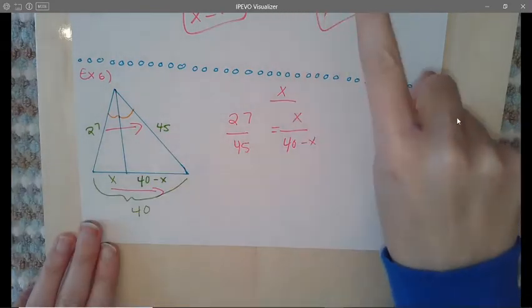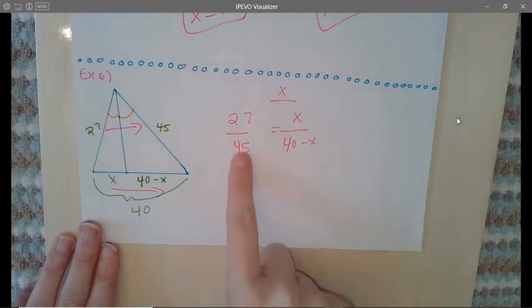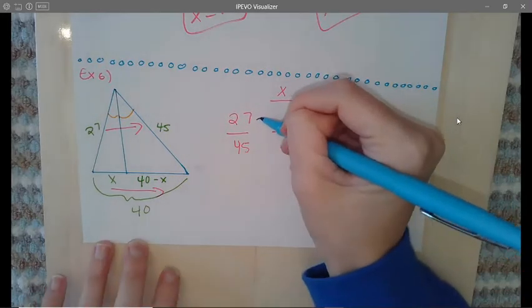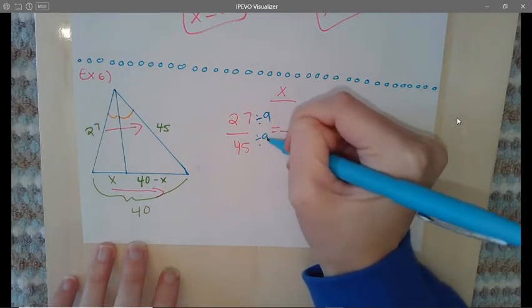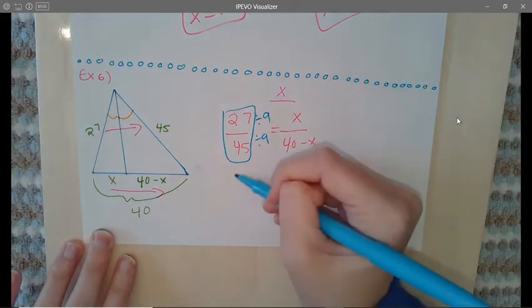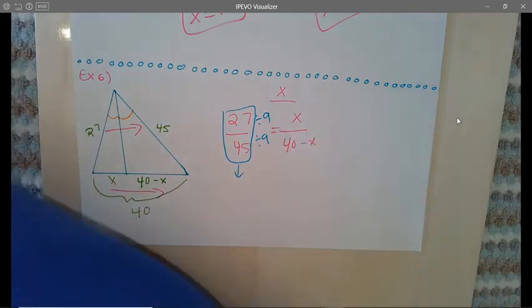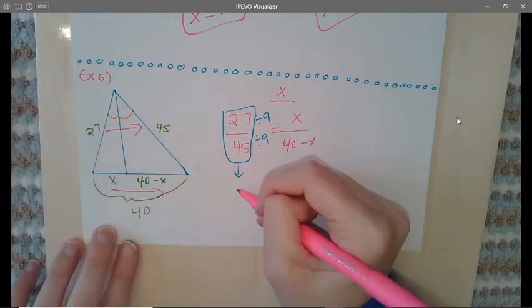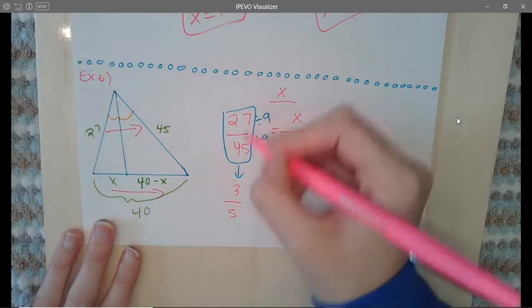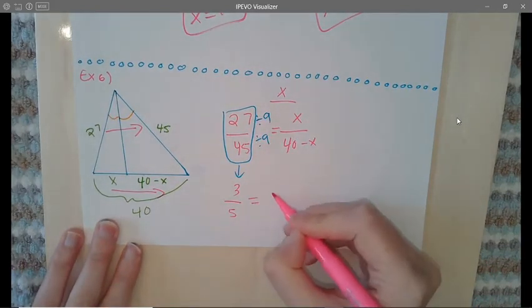Before I do though, I'm going to reduce down. I can see that this fraction can be reduced. Do you know the largest number that will divide into 27 and 45? That is correct, it would be 9. So I'm going to divide each of these by 9. 27 divided by 9 gives me 3, and 45 divided by 9 gives me 5. So this reduces down to 3/5.